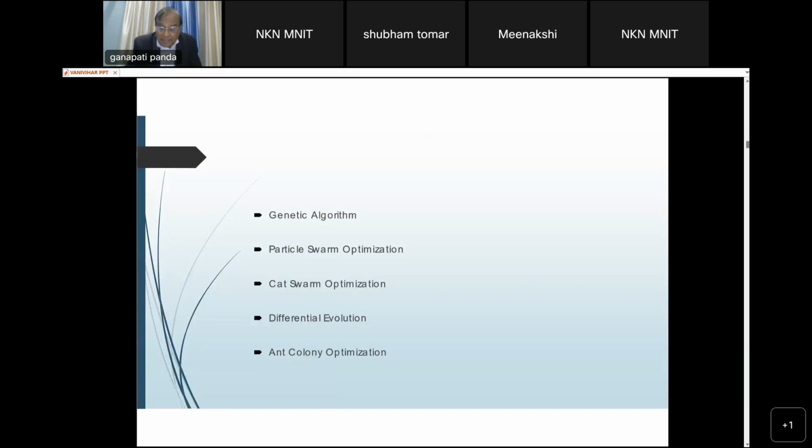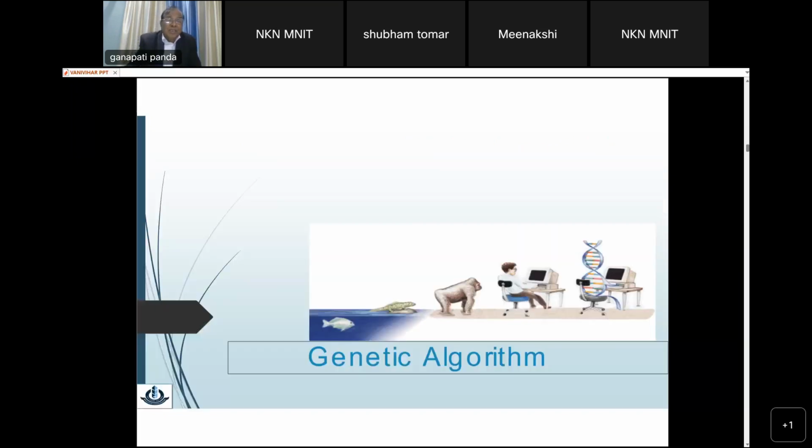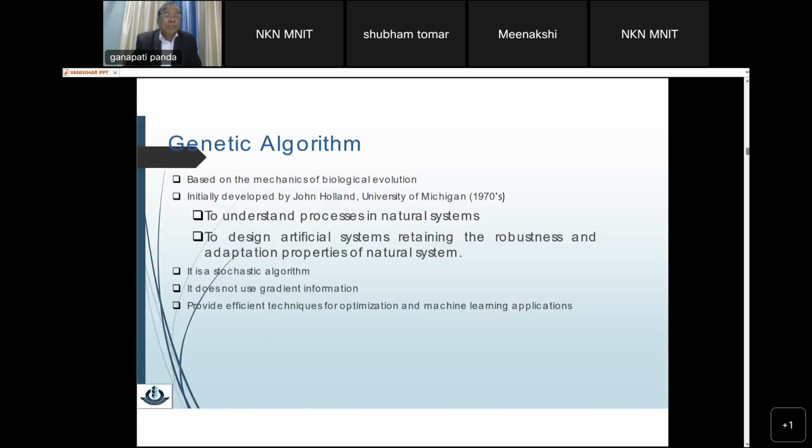These techniques, as I told, genetic algorithm: survival of the human being, how we were monkeys, and from monkey became an intelligent person. So there is a lot of change that has taken place. This genetic algorithm is the first of its kind of biologically inspired technique. And genetic algorithm is still very popular. The multi-objective genetic algorithm called NSGA, non-dominated sorting genetic algorithm, is used for solving multi-objective problems.